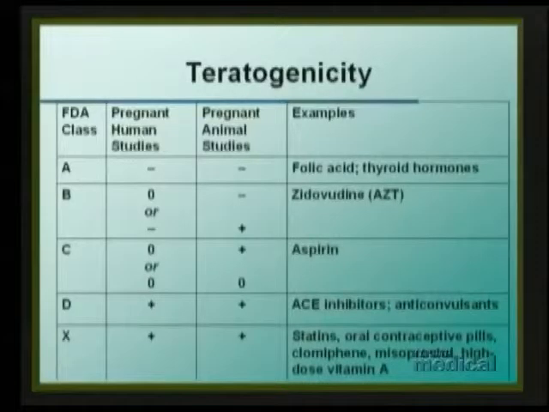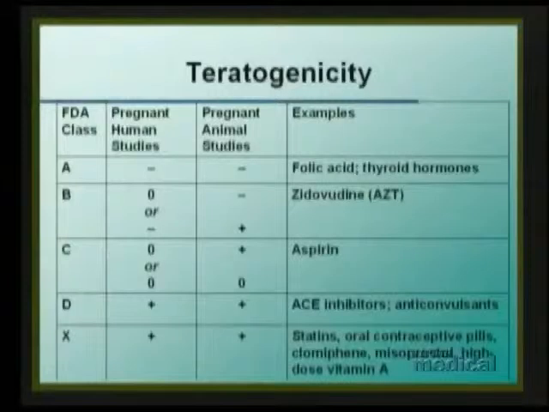Notice a drug like aspirin. Aspirin is a class C drug. The vast majority of the drugs in the PDR are class C drugs. These are drugs where basically there are no human studies available. So it's up to us to decide whether or not it's worth taking that drug during pregnancy. Yet you see that in some instances there might be some animal data showing teratogenicity.